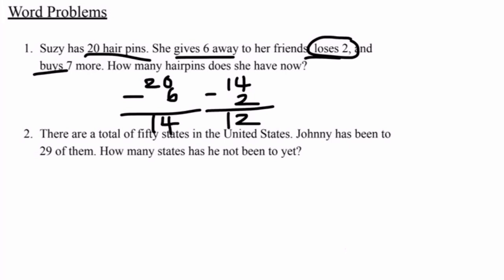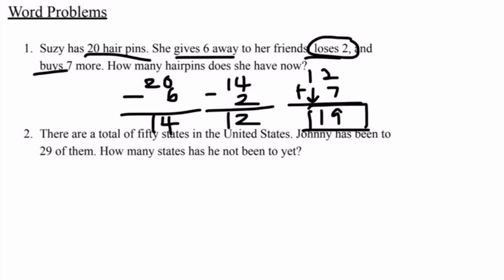Last but not least, she buys 7 more. Buying 7 more indicates that she adds 7 more hair clips to her remaining amount of hair clips. Therefore, we add 12 plus 7 to find our total amount of hair clips. 7 plus 2 equals 9, bring down the 1. Susie has a total of 19 hair clips after giving away 6, losing 2, and buying 7 more.